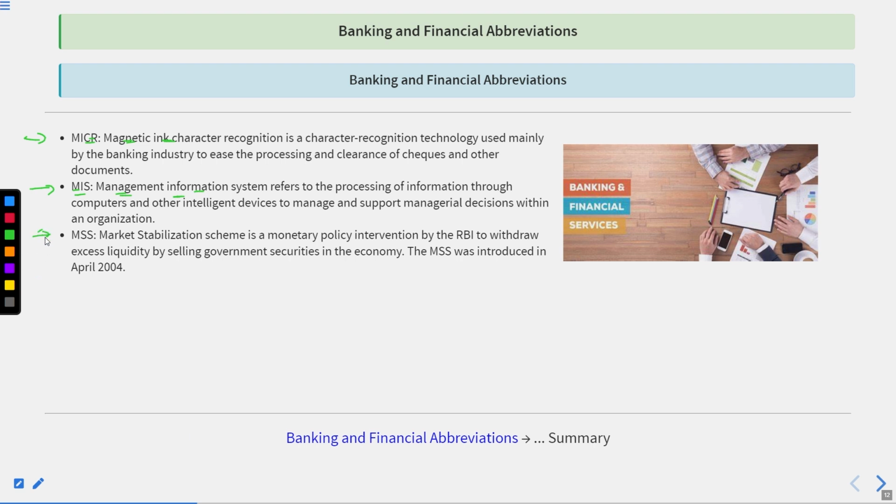MSS, Market Stabilization Scheme, a monetary policy intervention by the RBI to withdraw excess liquidity from the economy by selling government securities. MSS was introduced in April 2004.